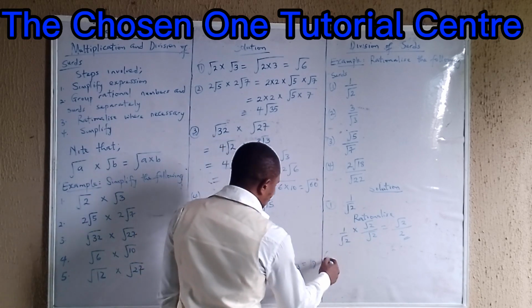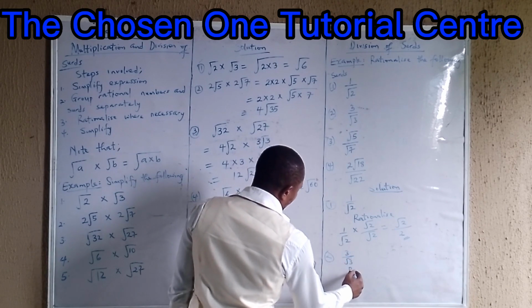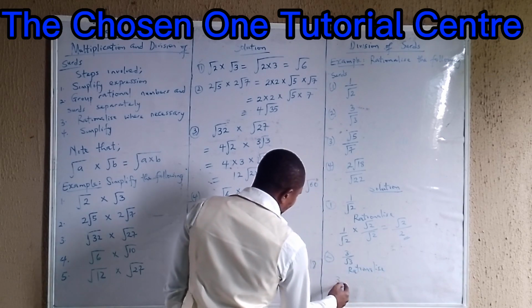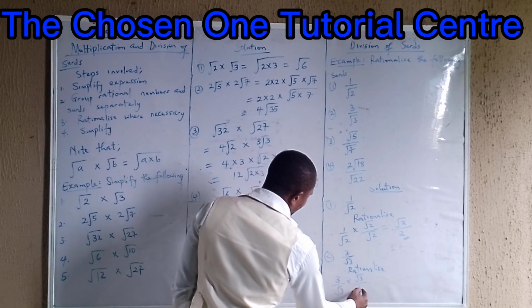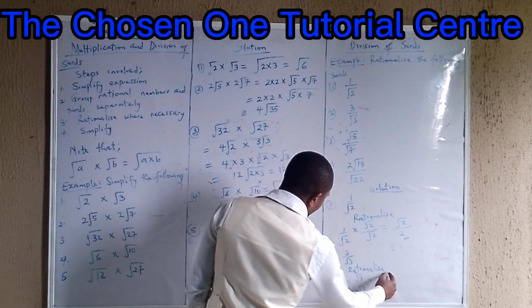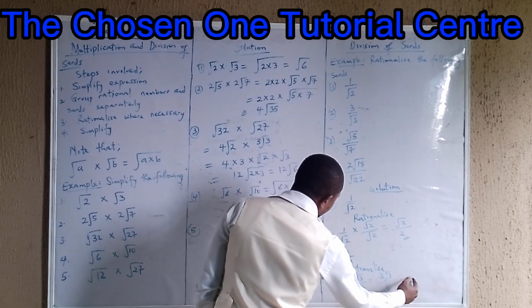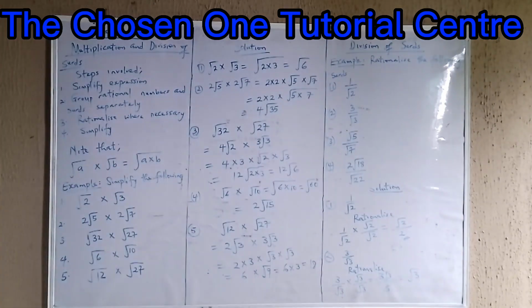Then let's solve the second question. We have 3 over root 3. Therefore, we are going to rationalize. And by the time we rationalize, we are going to have 3 over root 3 times root 3 over root 3. And we are going to have 3 root 3 over root 3 times root 3 will give us 3, and this 3 here will replace 3. So we are going to have root 3.